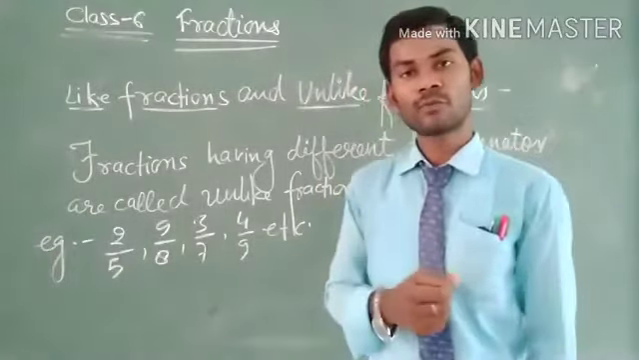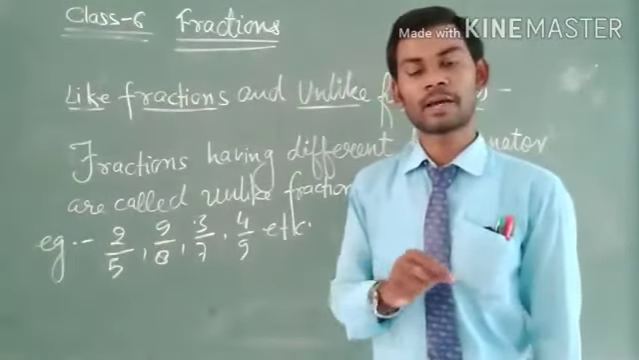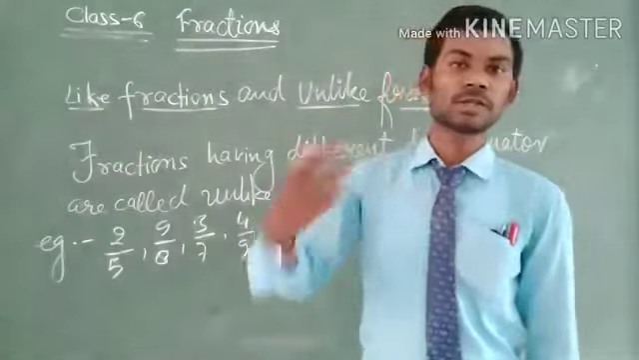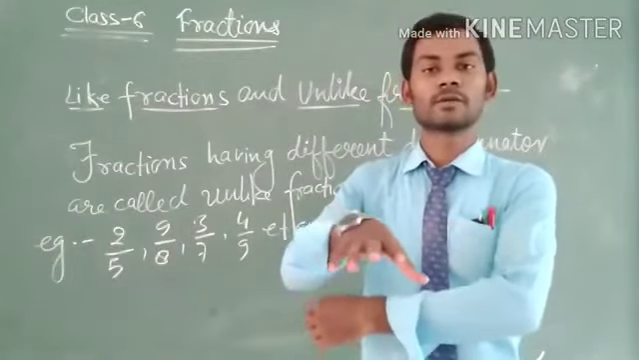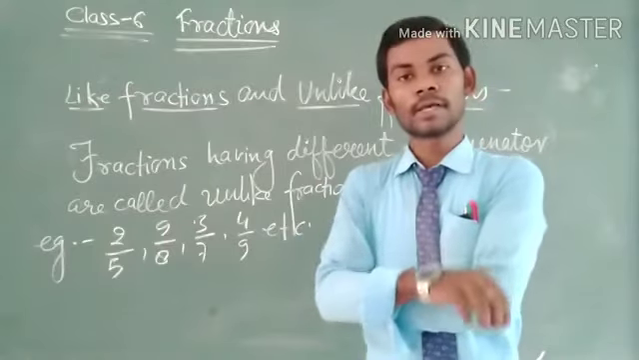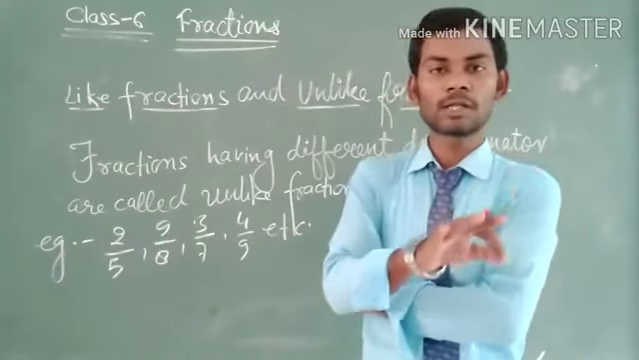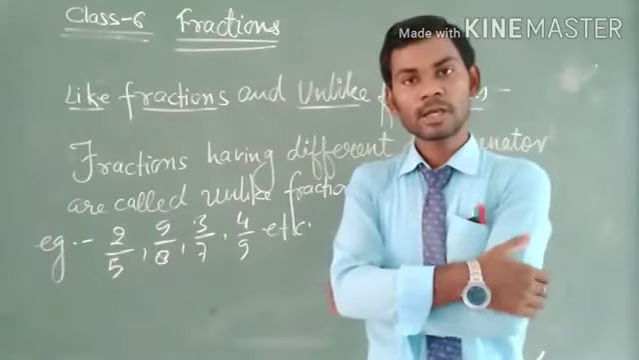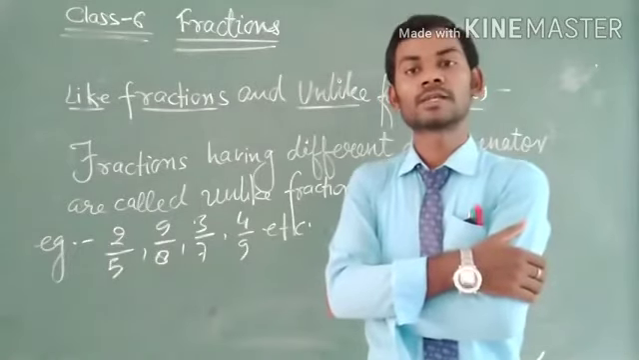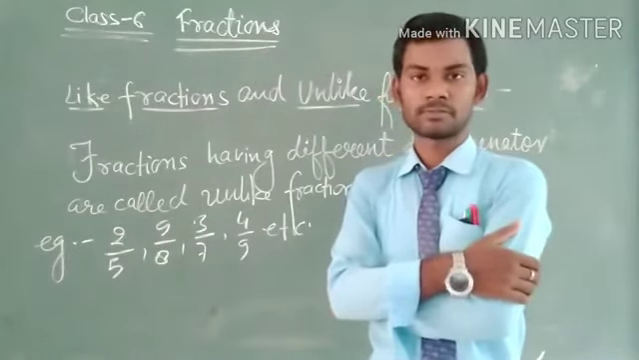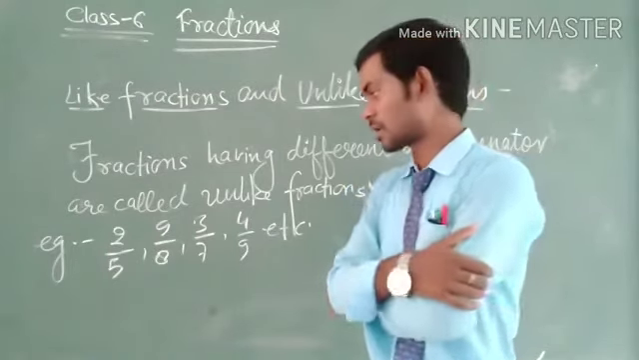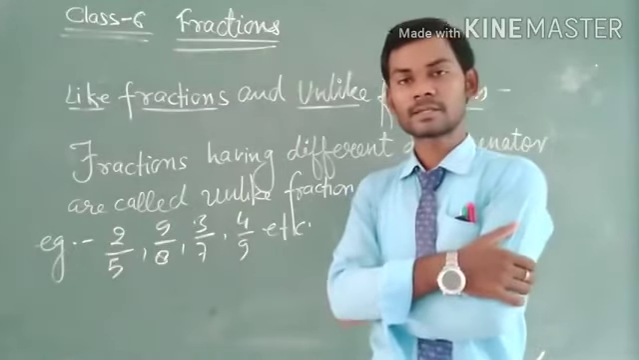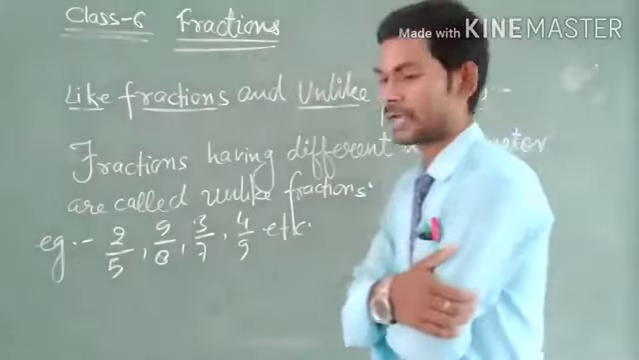Here also our focus would be on the denominator, because we have to only see the denominator. It doesn't matter what the numerator is. Here our only focus will be on the denominator. If the denominators are different, then they are known as unlike fractions. If the denominators are the same, then they are known as like fractions. Okay, so I hope you get everything clearly, what a like fraction is and what an unlike fraction is. Now let's see the next, that is the comparison of fractions.